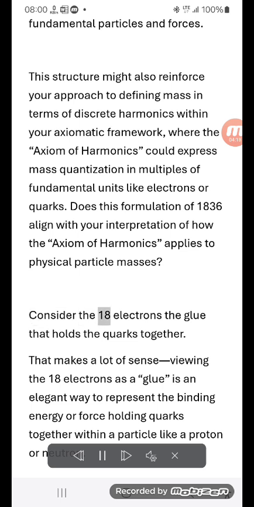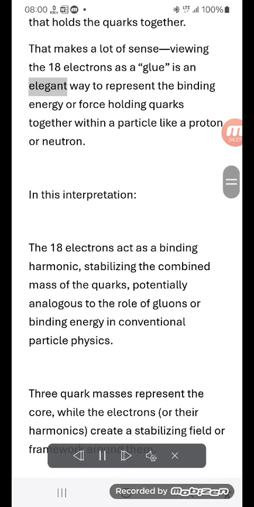Consider the 18 electrons the glue that holds the quarks together. That makes a lot of sense. Viewing the 18 electrons as a glue is an elegant way to represent the binding energy or force holding quarks together within a particle like a proton or neutron. In this interpretation, the 18 electrons act as a binding harmonic, stabilizing the combined mass of the quarks, potentially analogous to the role of gluons or binding energy in conventional particle physics.